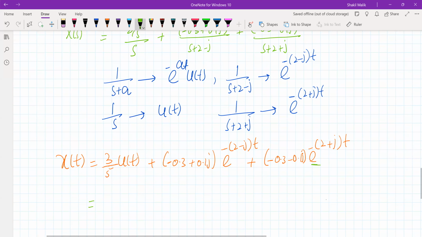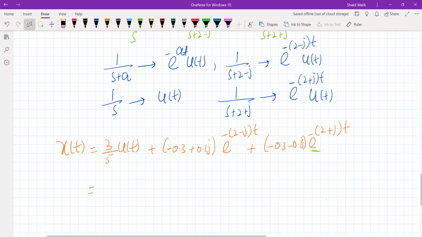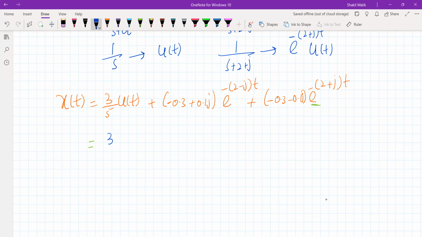There is also u of t here. It's u of t because the inverse Laplace transform of 1 by s plus a is e to the power of minus at u of t. So it is 3 by 5 u of t.